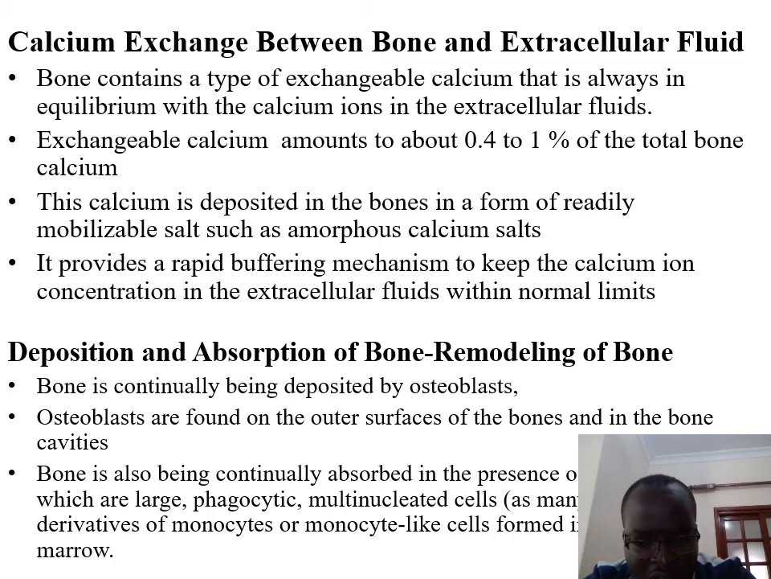Bone is also being continually absorbed in the presence of the osteoclasts, which are large phagocytic multinucleated cells, derivatives of monocytes or monocyte-like cells formed in the bone marrow. So they are formed in the bone marrow. When they migrate to the bone tissue, they will become osteoclasts. So these osteoclasts are the ones that are absorbing the bone tissue during bone resorption. They can produce a lot of enzymes that are involved in the digestion of the bone, and also release acids.